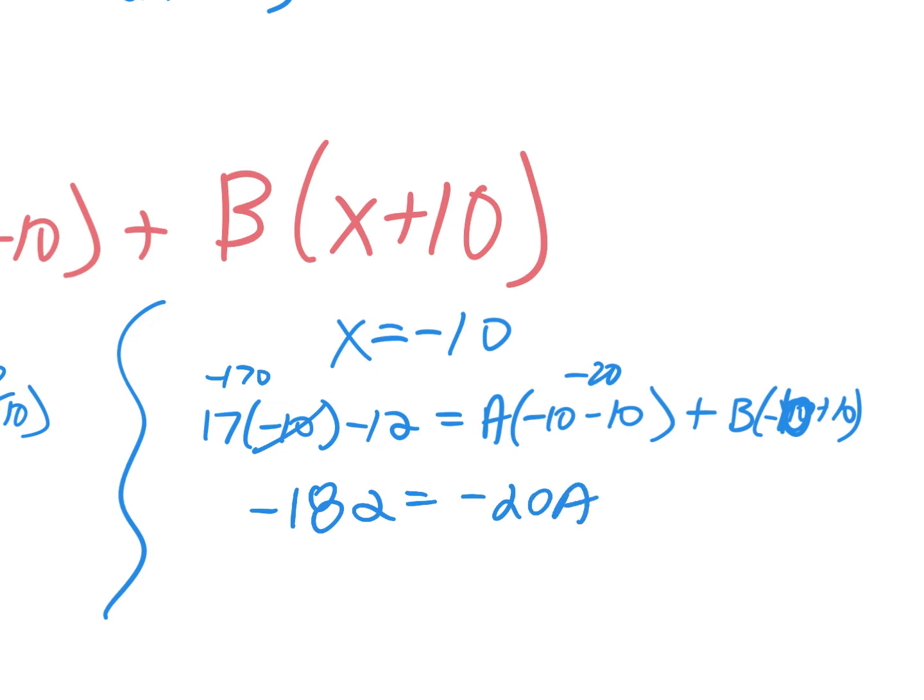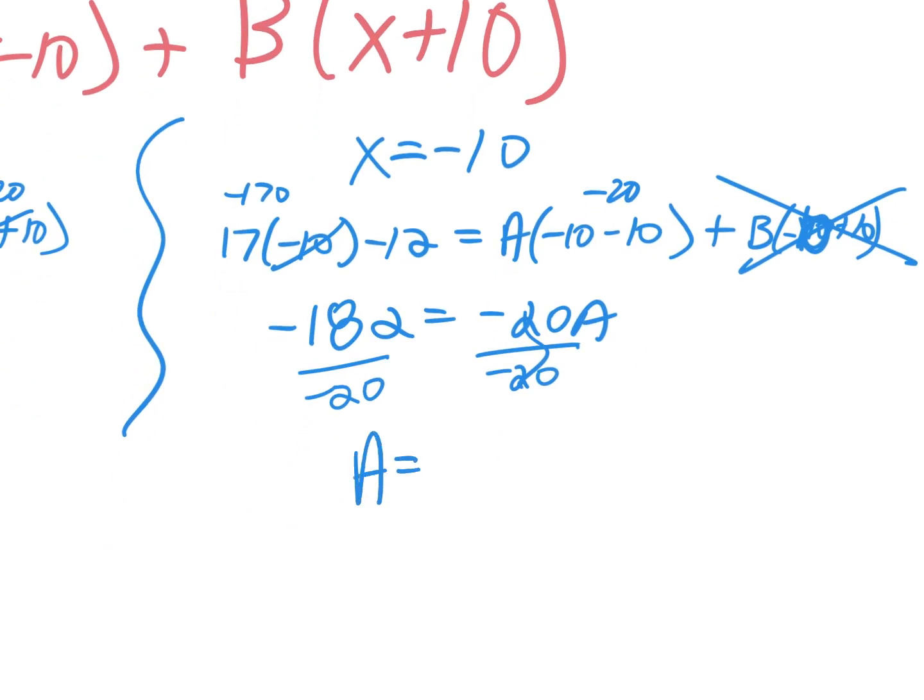And then what happens with negative 10 plus 10? They cancel. Every single time that should happen, guys. So now divide both sides by negative 20. Becomes positive. So A, yes, becomes positive. Divide by 2. 91 over 10.